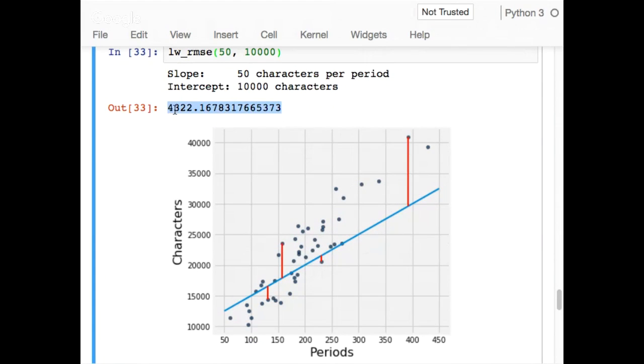It's about 4,000. So that means that on average, I can expect a point to be about 4,000 away from the line. Right? So this one right here is really far away, maybe like 10,000. This one right here is pretty close, maybe like 1,000. It looks like on average, based on my root mean squared error, that most points are about 4,000 characters away.